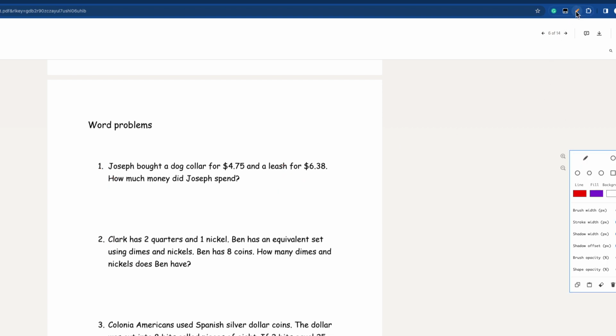All right, number two. Clark has 2 quarters and 1 nickel. Ben has an equivalent set using dimes and nickels. Ben has 8 coins. How many dimes and nickels does Ben have? First, let's determine how much money Clark has. 2 quarters, so 25 cents plus 25 cents equals 0.50, plus a nickel, so 0.05, that equals 0.55. So we're using dimes and nickels.